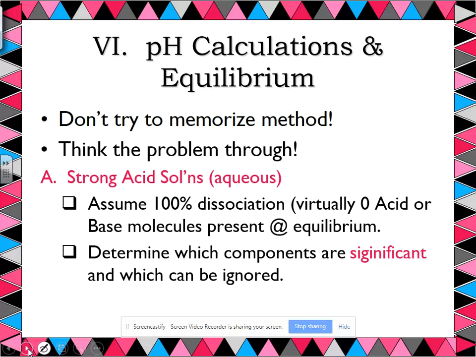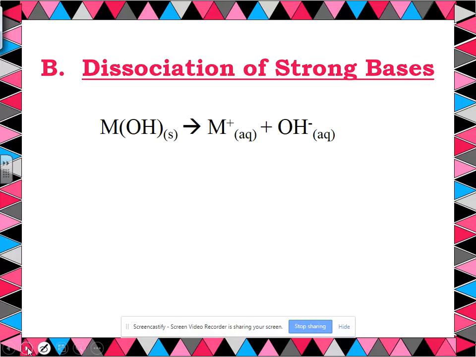You want to determine which components are significant and which ones can be ignored. And that is determined basically by if it's a strong acid or strong base, we can ignore the reactants. It's completely dissociating. If it's a weak acid or weak base, we'll talk about that in a different video lesson. Then you're going to treat it as an equilibrium problem and apply some of the methods we've learned about prior to in chapter 15.